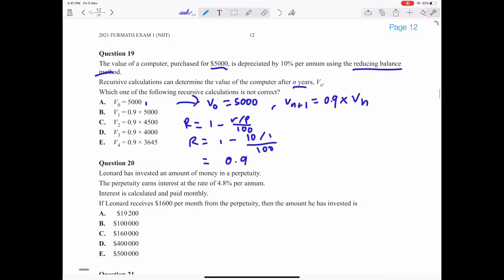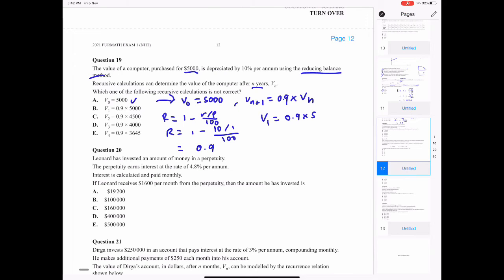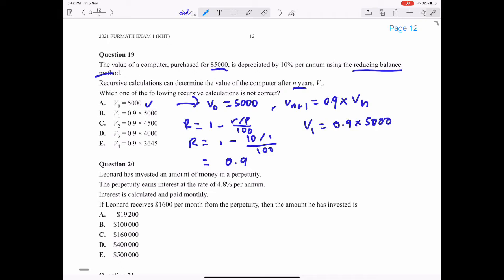We know A is correct because, as we can see here, the initial value is 5,000, so therefore A is correct. B, to determine what the value of V1 is, we use the value of the previous year, so the value of V1 would be 0.9 times the previous value, which is V0, and we know that V0 is 5,000 from over here, so therefore 0.9 times 5,000. So therefore B is also a correct recursive calculation.